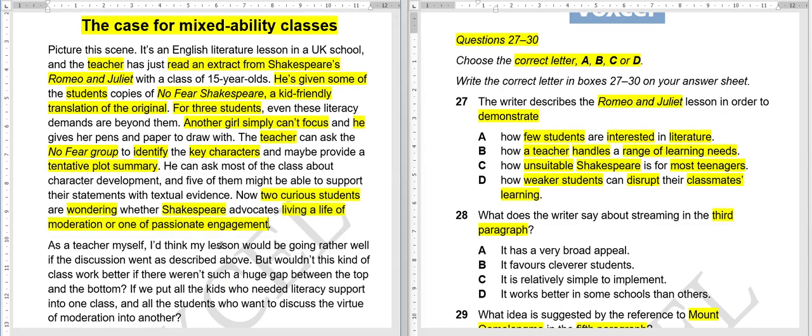I hope it is clear. Now we have understood what the writer wants to describe in this particular lesson, and the time starts now.